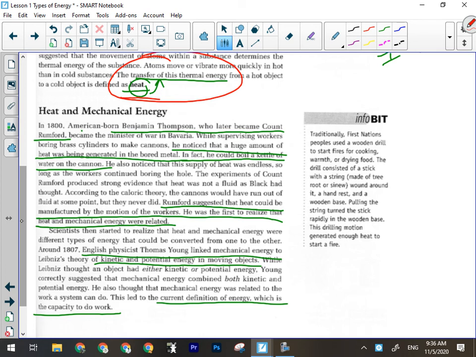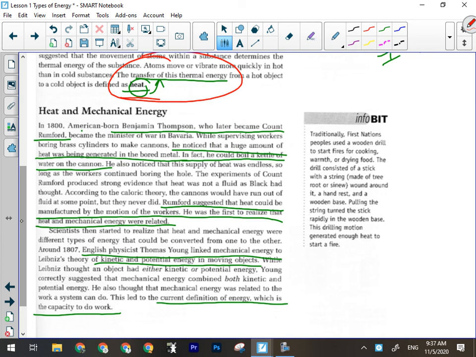In 1800, this American-born industrialist named Benjamin Thompson, who later changed his name to Count Rumford, don't ask me why, became the Minister of War in Bavaria. The job of the Minister of War is to supervise the production of cannons, because at that time cannons were used for war. So he's supervising workers who are boring out these brass cylinders, because cannons were made of brass, with essentially a big drill.